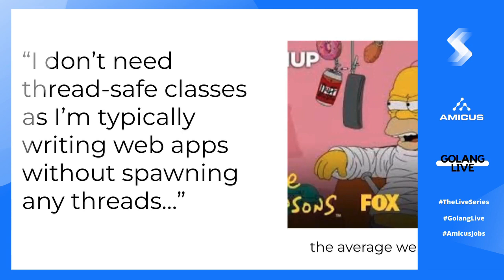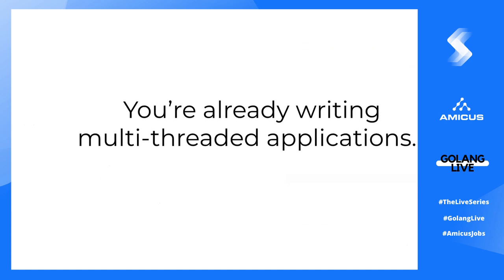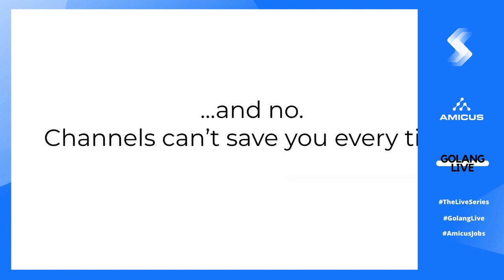Unfortunately, that's not sufficient, actually. Even if you aren't spawning threads or goroutines in your code base, you still have to consider thread safety. You can still run into issues. And no, I'm not saying this because I want to make you think the topic I'm discussing is a very important one. I'm saying it because you can indeed run into trouble: if you are a web developer, or most developers nowadays, you are already writing multi-threaded applications, especially if you're a backend developer, and channels cannot save you every time.